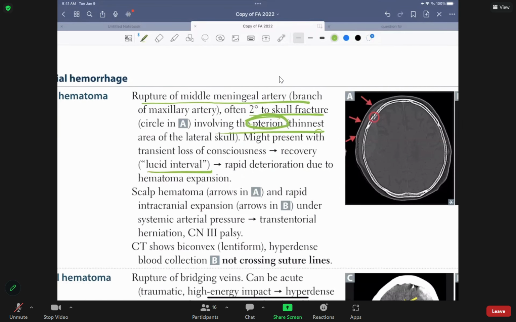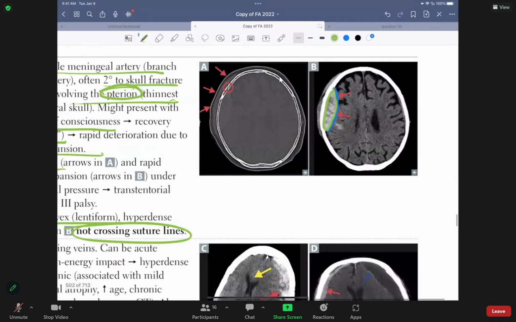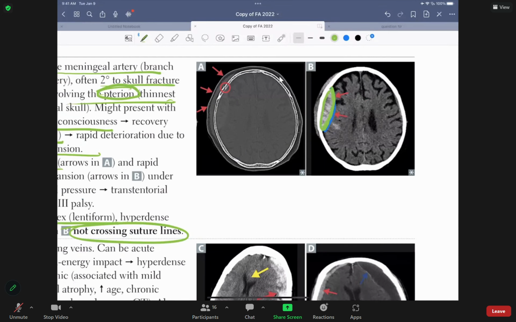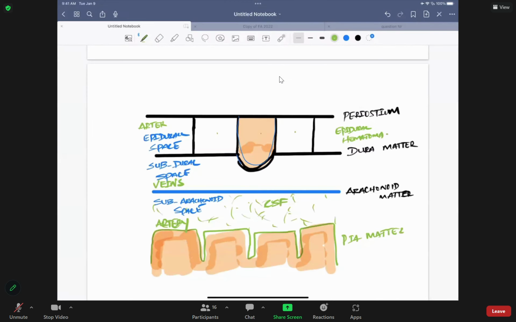People have lucid interval. What is lucid interval? They lose consciousness, they gain consciousness. They lose, they go in and out. That's what it's called, transient loss, folks. Okay, that's that. And sometimes they get scalp hematoma. Okay, that's a different story. But here the CT shows biconvex lentiform, not crossing suture lines. So these are considered suture lines. It doesn't cross. So everybody clear, folks? That's epidural hematoma. Any question in epidural hematoma? So the lines in our diagram, those are the suture lines? Yes. Okay, so it does not cross, so within that.